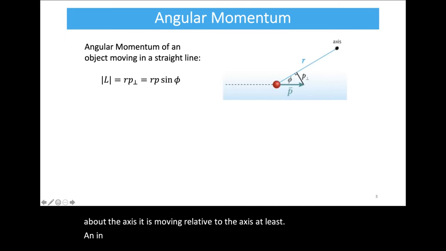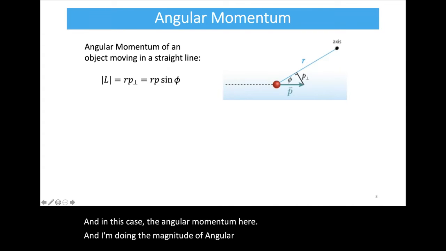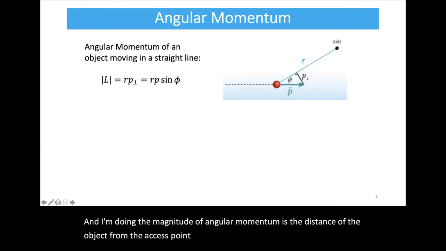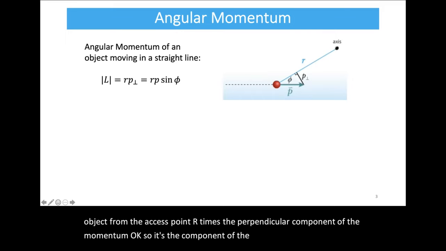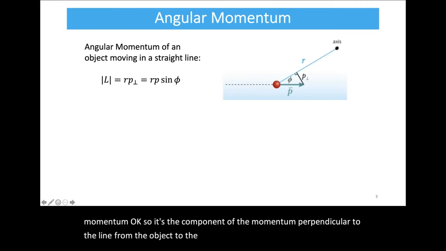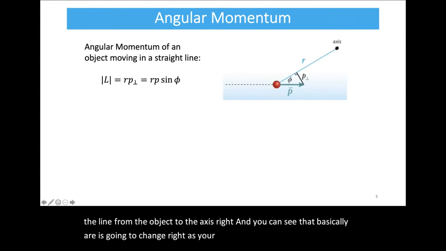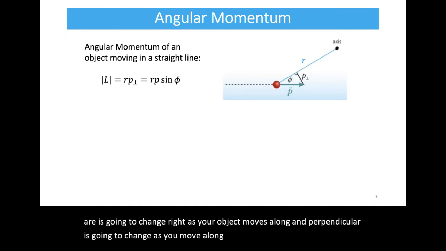And in this case, the angular momentum here, and I'm doing the magnitude of the angular momentum, is the distance of the object from the axis point, r, times the perpendicular component of the momentum. Okay, so it's the component of the momentum perpendicular to the line from the object to the axis, right? And you can see that basically r is going to change as your object moves along, and p perpendicular is going to change as you move along because your phi is going to change.